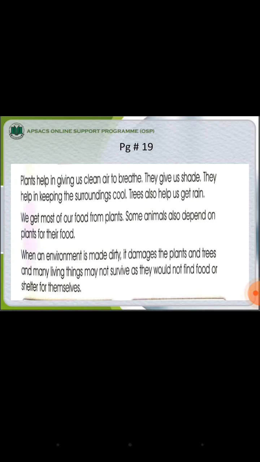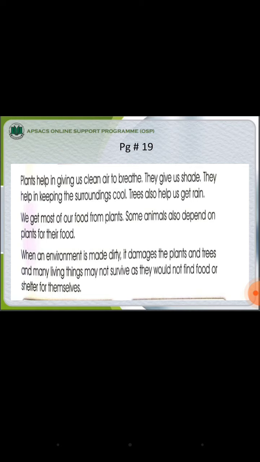Project work. Collect two pictures each of living and non-living things from old newspaper and magazine and paste them in your scrapbook. Oral questions. Name any 5 living things. Name any 5 non-living things from your home. Record your answer and send it to your teacher's personal number.